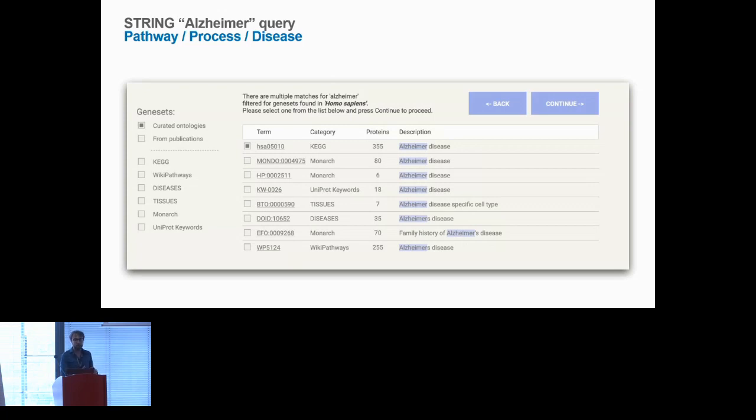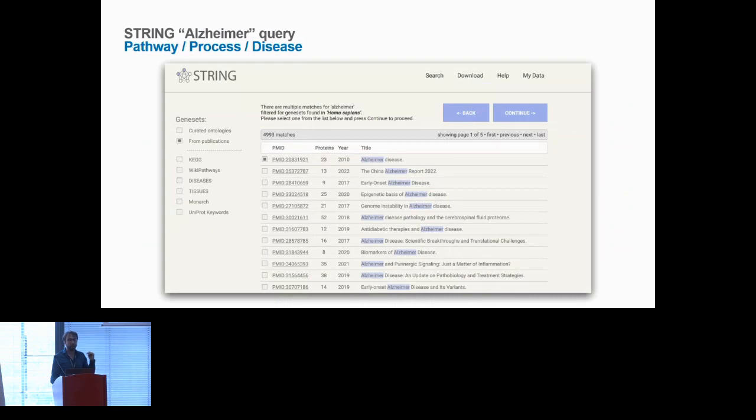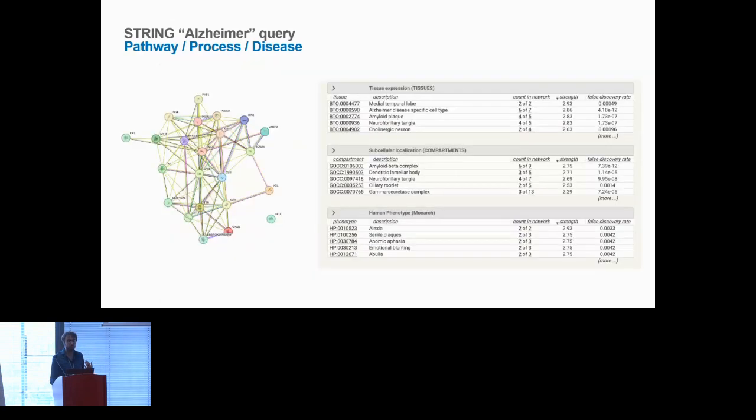And here you have KEGG, Monarch phenotypes, UniProt keywords, tissues, diseases. And also, we look at the PubMed titles, and we know which mention gene sets and which mention the disease in the title. So the first paper is about Alzheimer's disease, for example, and it mentions 23 proteins, and we can click on that, and we can see the network of these proteins on the left and enrichment.